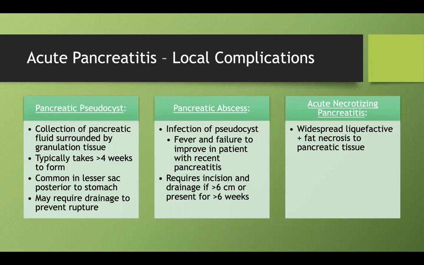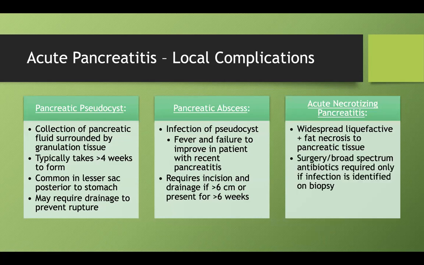Acute necrotizing pancreatitis is widespread liquefactive and fat necrosis to the pancreatic tissue. And in these cases, you might require antibiotics, but I just want to let you know, antibiotics are technically only required if you have an infection identified on biopsy. This guideline has changed over the past few years, so I don't think they'll test it. And maybe by the time you're watching it, it will have already changed back. So I don't know. But I just wanted to include what the current guidelines state regarding antibiotics in acute necrotizing pancreatitis.